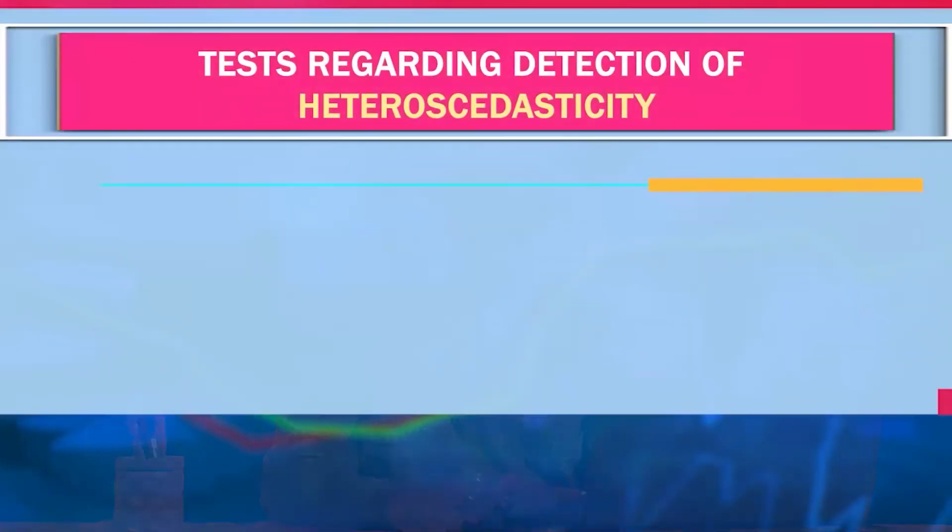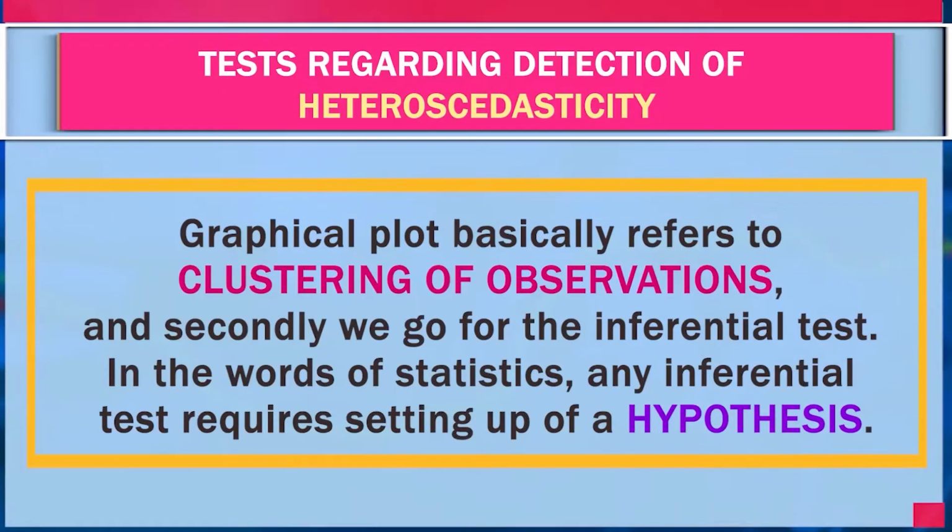So thereby we look for the test for heteroscedasticity, and firstly we go for the graphical plot. Graphical plot basically refers to clustering of observations, and secondly we go for the inferential test. In the words of statistics, any inferential test requires setting up of a hypothesis. So hypothesis can be of two types. It can be the null hypothesis, where the problem is not existing, which is actually to nullify. And the second one is the alternative hypothesis, which calls for the existence of the problem.